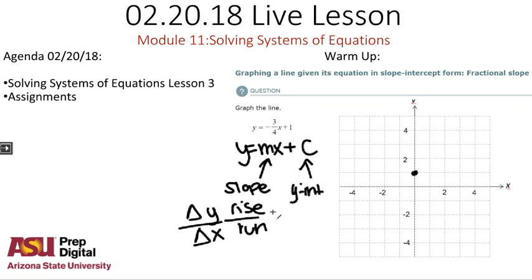The slope in this particular case is negative 3/4. So the negative 3 correlates with my change in y, and the 4 correlates with my change in x. And so since it's a negative, that's my rise or my change in y. So I'm going to go down 3 because it's negative. 1, 2, 3. And then over 4. 1, 2, 3, 4. And I'm going to plot my point. And once you have at least 2 points, you can graph your line.